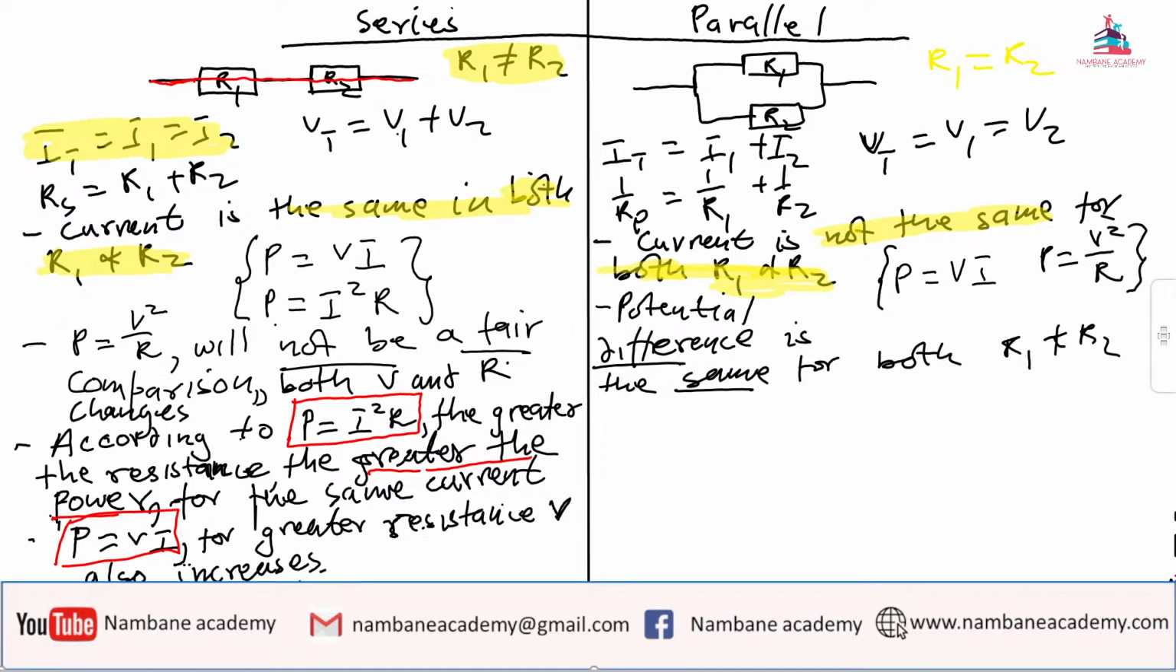Immediately after it being a fair comparison, we explain that the one with the greater resistance will have the greater power. But it is also important to say it must be for the same current. The same current works when you have P equals I squared R, because the current passing at R1 is the same current passing at R2. So if you omit that equation, believe you me, we will not give you marks at all. Is it clear, Moteo?